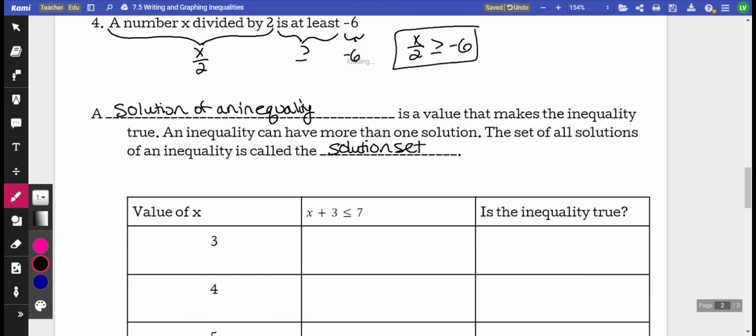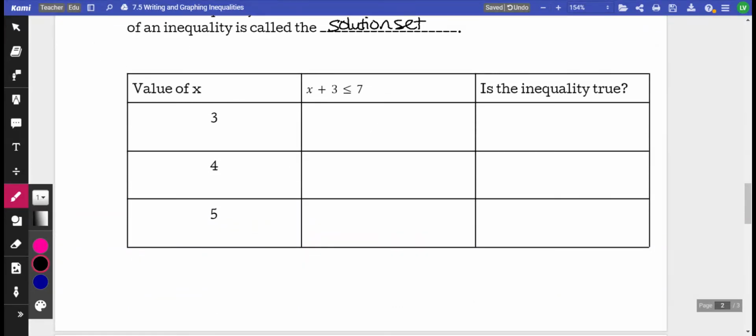So we have a table right here. We have values of x: 3, 4, and 5. Then we have the inequality x plus 3 is less than or equal to 7, and we want to see if the inequality is true. So we're going to say x equals 3.